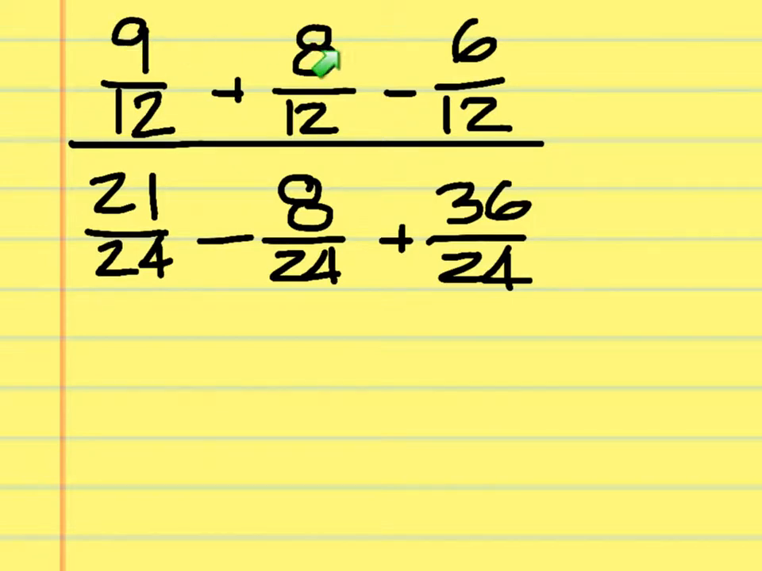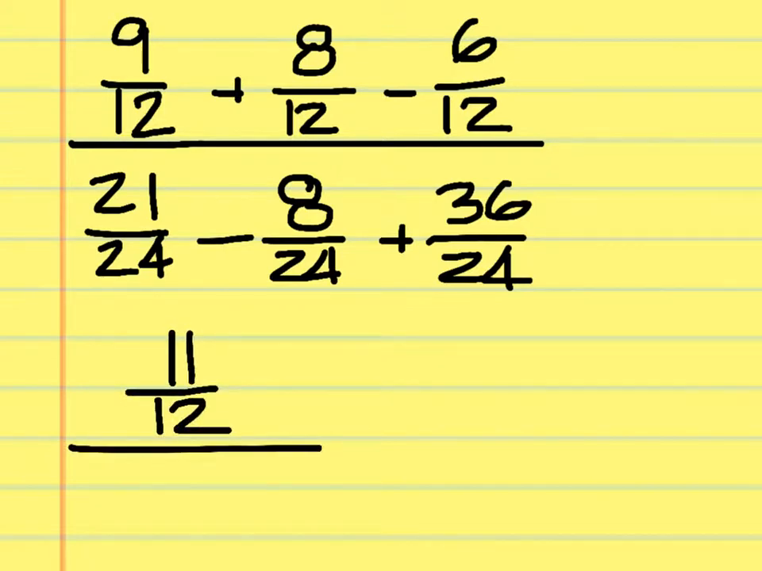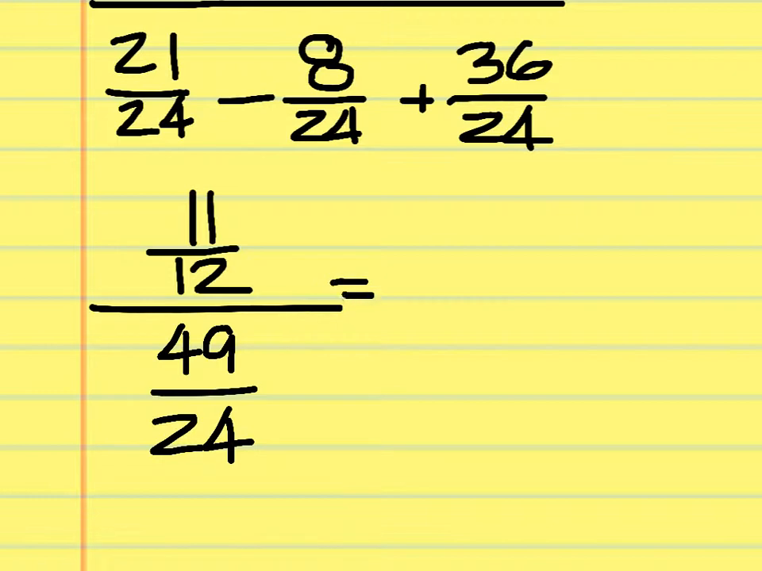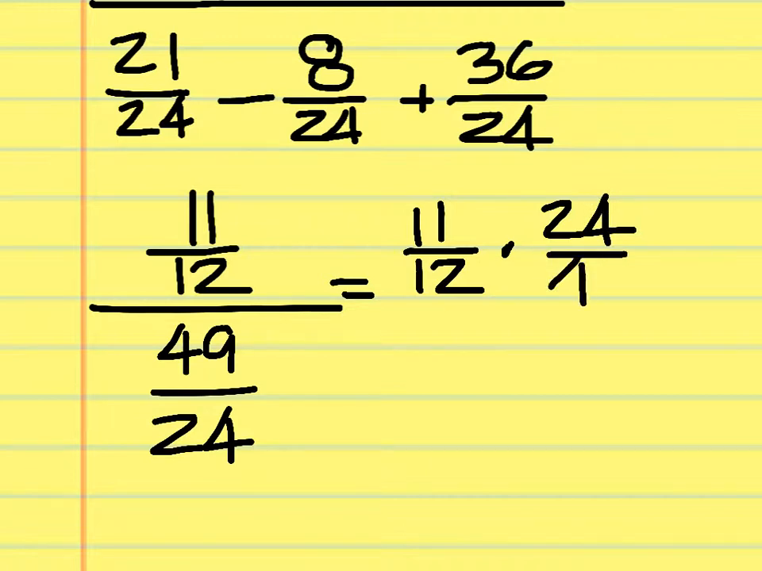9 plus 8 is 17. 17 minus 6 is 11. So we'll have 11 over 12. And then on the bottom, 21 minus 8 is 13. 13 plus 36 is going to be 49. So we'll have 49 over 24. That is the same thing as saying 11 over 12 times 24 over 49.